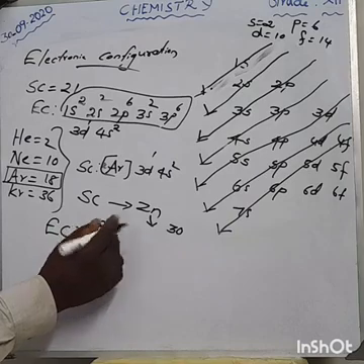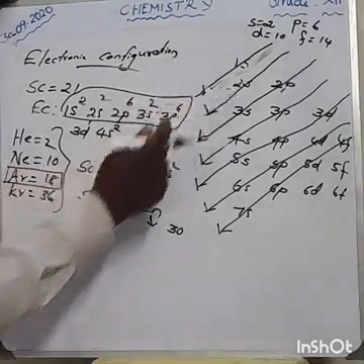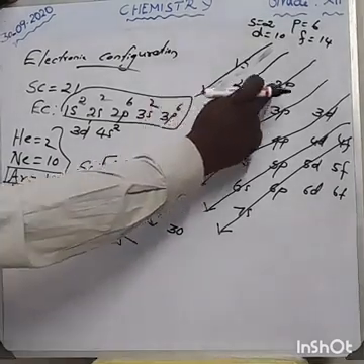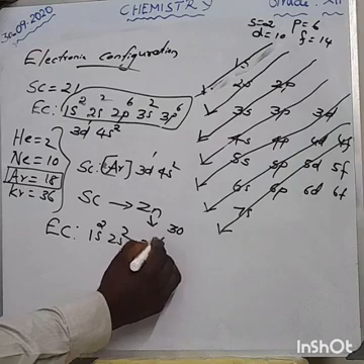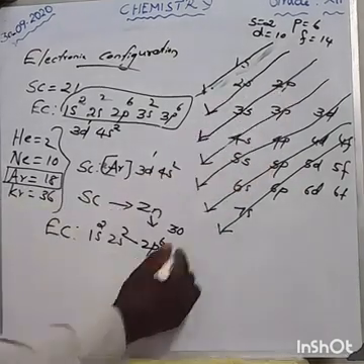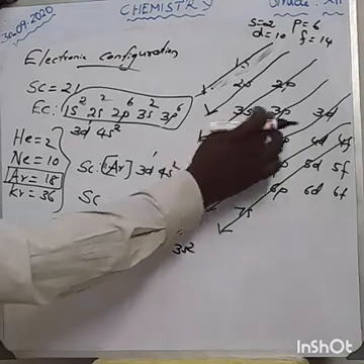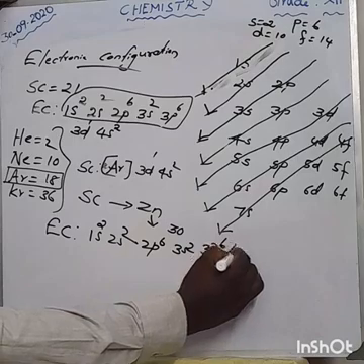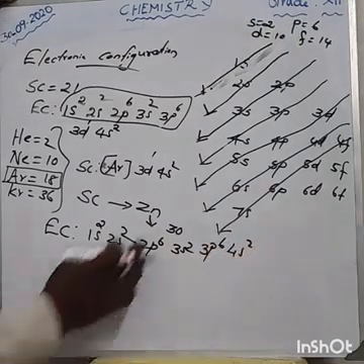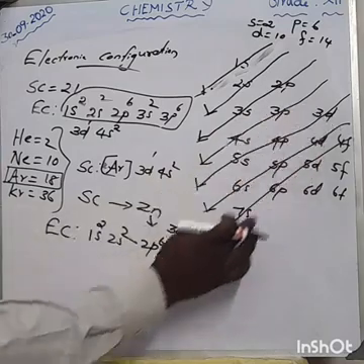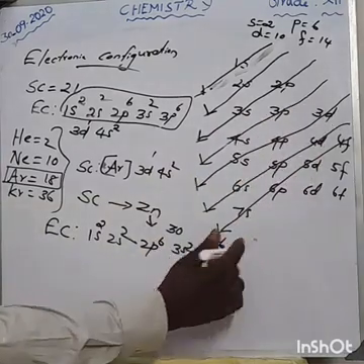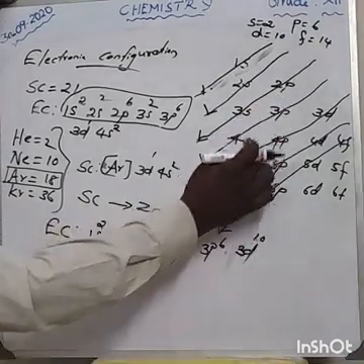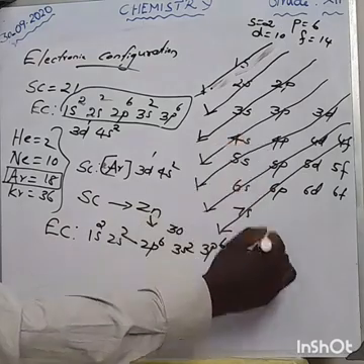1s2, 2s2, next one, after the 2s, 2p6, next, after the 2p, 3s2, next, 3p6, next, 4s2. Okay? Don't write the 4s2 yet; you should write 3d, 3d10. Next, after 3d, then write 4s2.